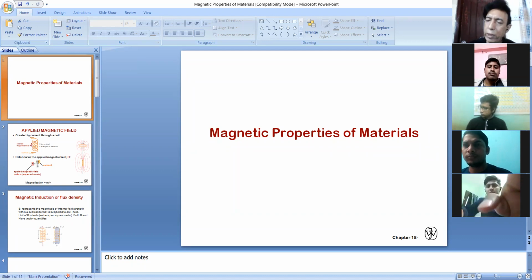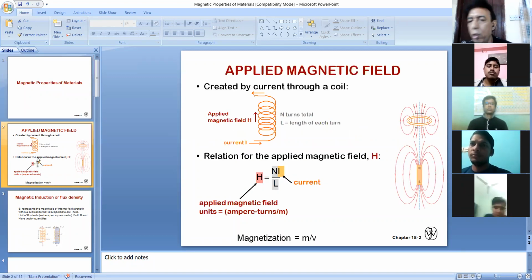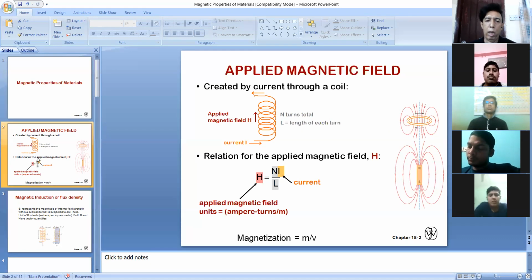Now, at first, we see some definitions. What are the basic things? I think you know all. You have studied magnetic properties in your fourth year or third year. In transition metals, the magnetic properties of transition metals, in fourth year or third year, you have studied? Third year, sir. Okay. You have studied the magnetic properties.